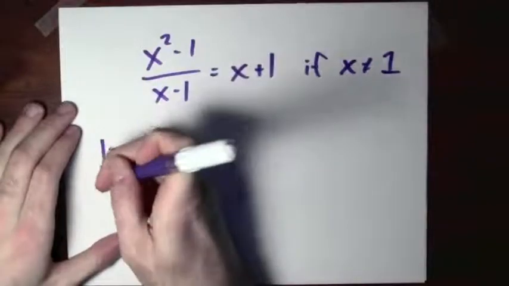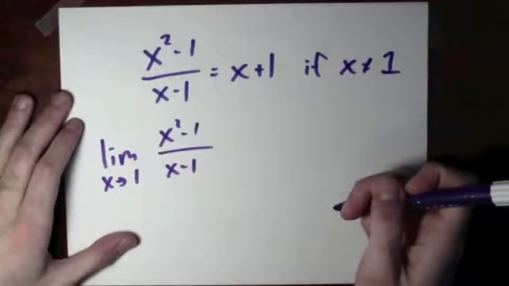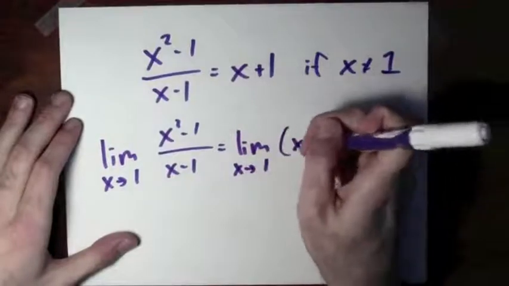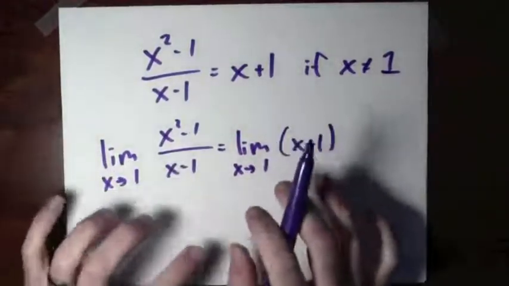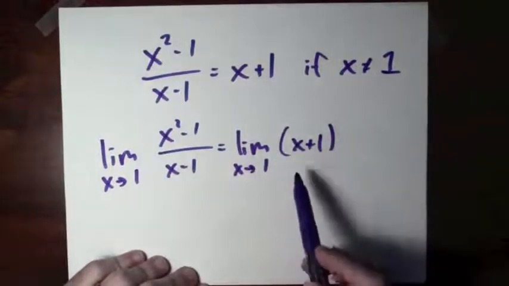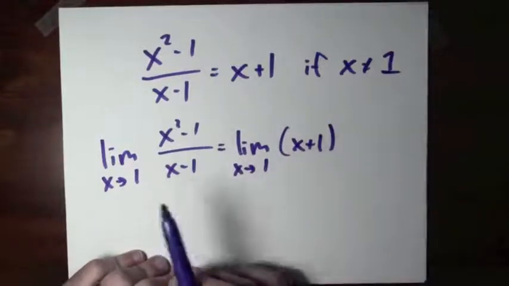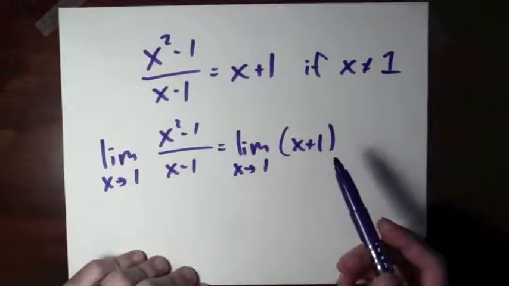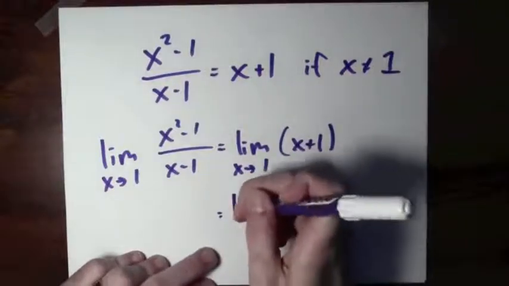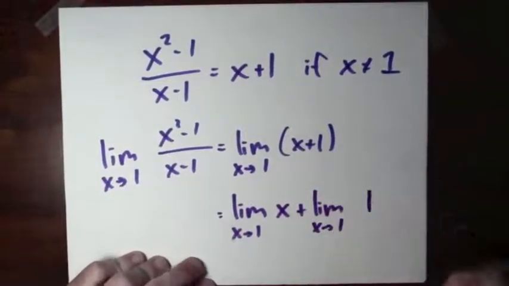So now what's the limit as x goes to 1 of x squared minus 1 over x minus 1? Well, this is the limit as x approaches 1 of x plus 1. Because the limit doesn't depend upon the value of the function at 1. It only depends upon the values of the function near 1. And as a result, these two things have the same limit. Even better, the limit of x plus 1 as x approaches 1, well, that's the limit of a sum. And the limit of a sum is the sum of the limits. So I can rewrite this limit as the limit as x goes to 1 of x plus the limit as x goes to 1 of 1.